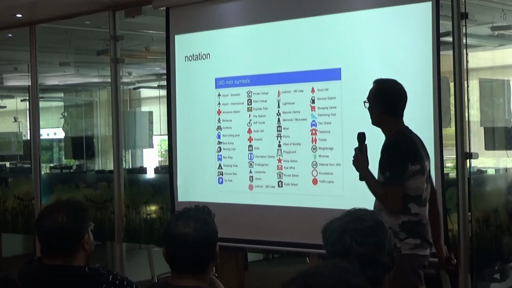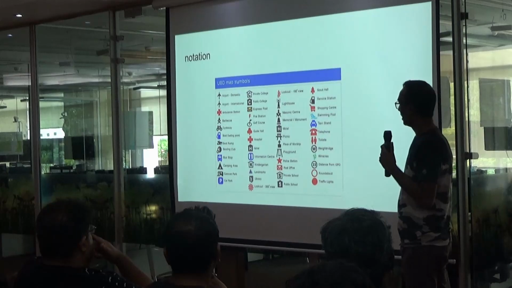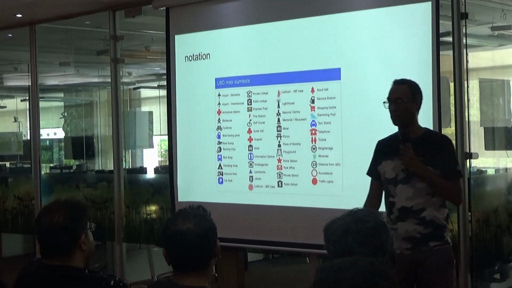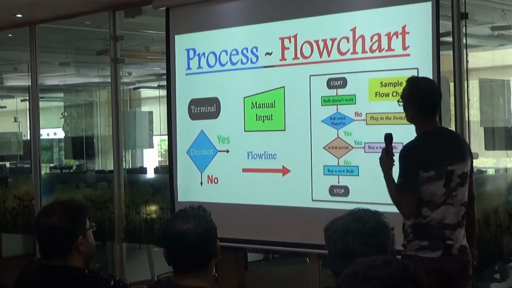Okay, this is an example from maps. Maps have notations. Had they chosen not to use these notations, the map would either be unusable or it would be quite clumsy.